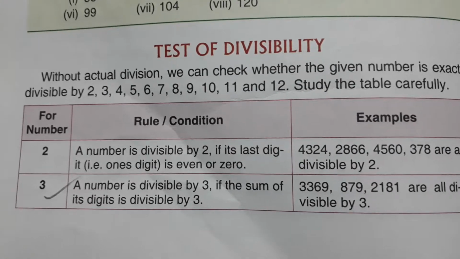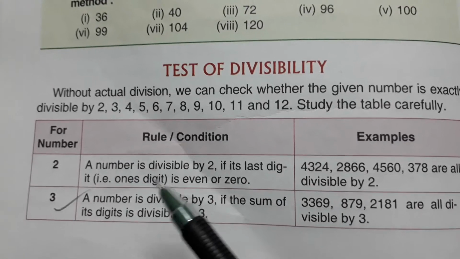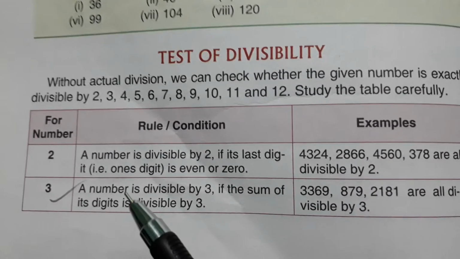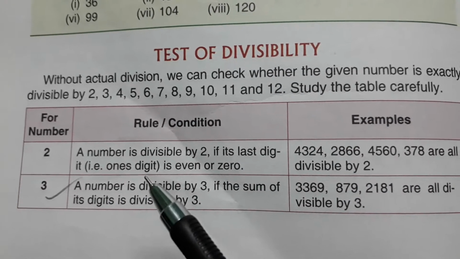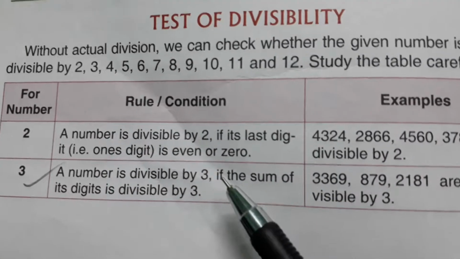First, the divisibility rule for 2. Here see, a number is divisible by 2 if the last digit, what does the last digit of a number mean? That is the ones place digit, is even or 0.